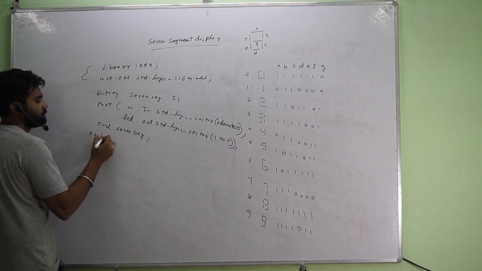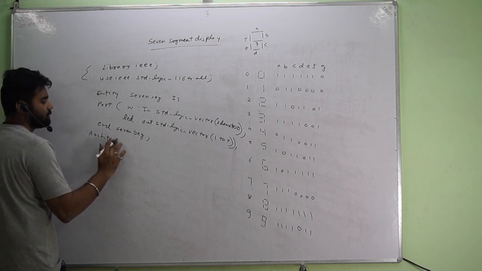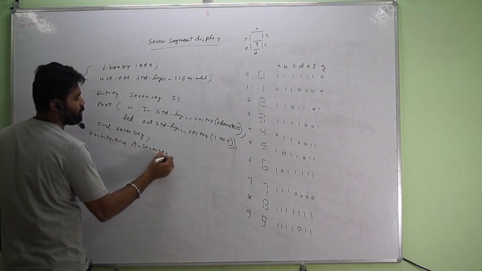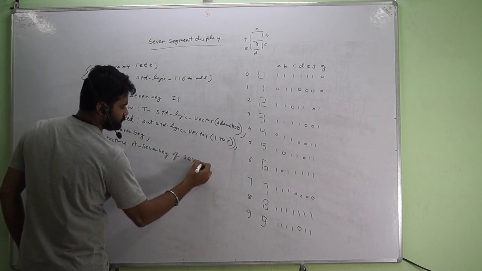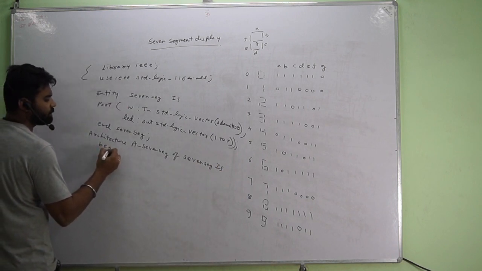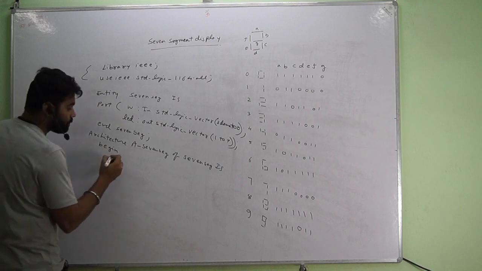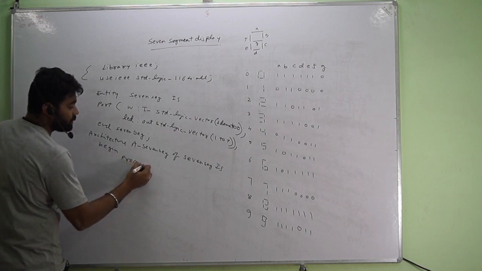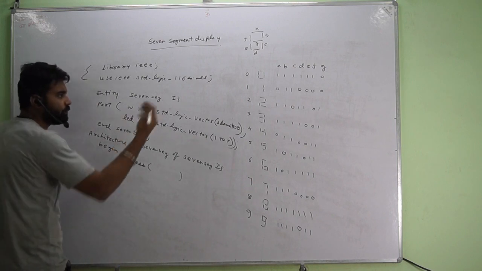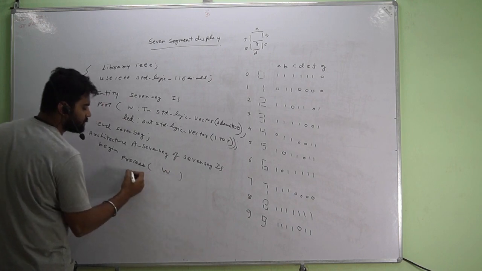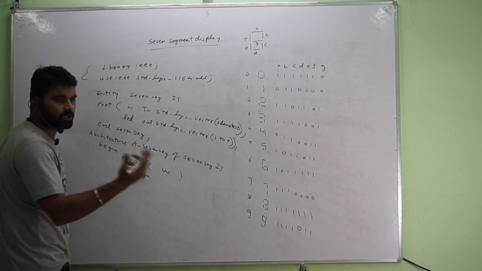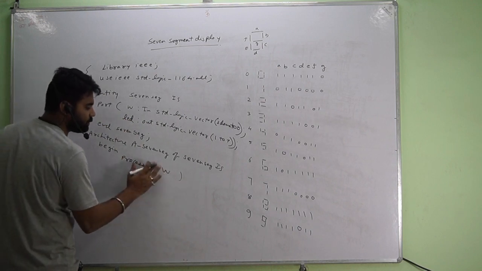Architecture, name it A_7seg of 7seg, where A_7seg is the architecture name and 7seg is the entity name. Begin, process. Now a process consists of a sensitivity list. So what is the sensitivity list here? The sensitivity list is only the number that has to be displayed, that is W in this case. If W changes, the output has to change because it is what has to be displayed. So the sensitivity list is W. That's all.